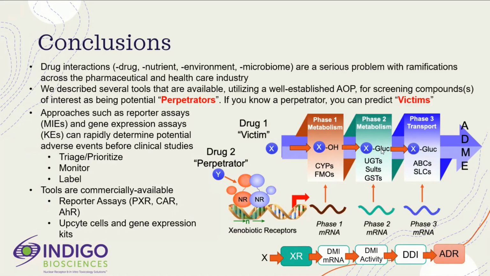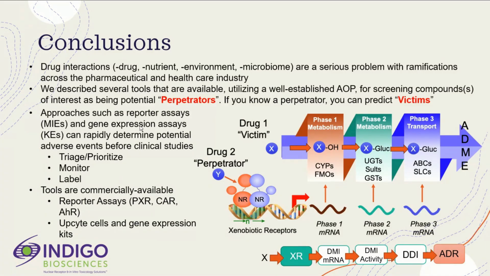So if you know that your particular perpetrator is regulating CYP3A4, you have a whole list of drugs that could be listed as victims for this drug. This helps you prioritize your drugs and try to minimize the drug-drug interactions by perhaps removing those PXR activators or CAR activators, if you're able to, from your pool of potential candidates to decrease the potential.